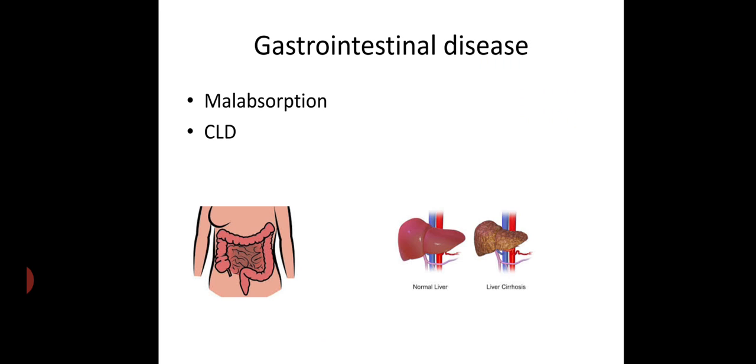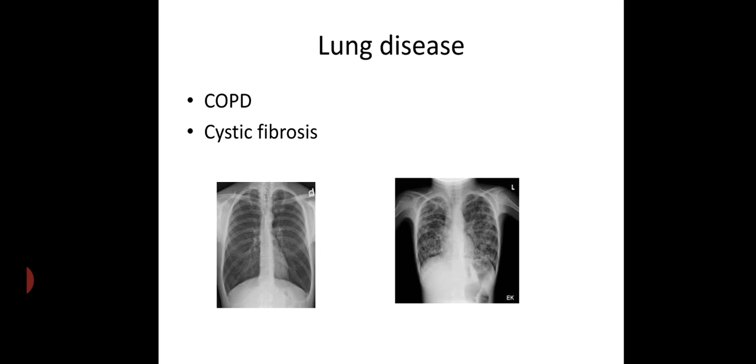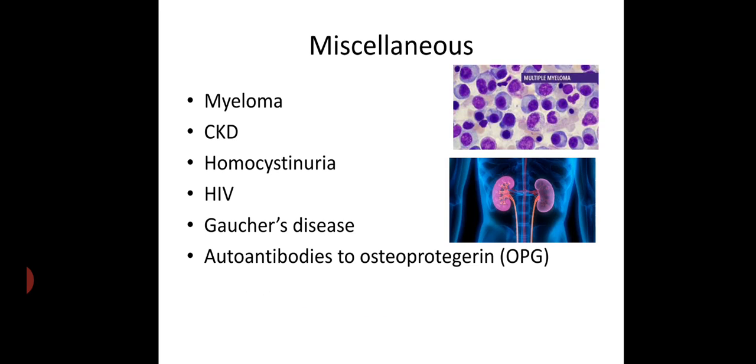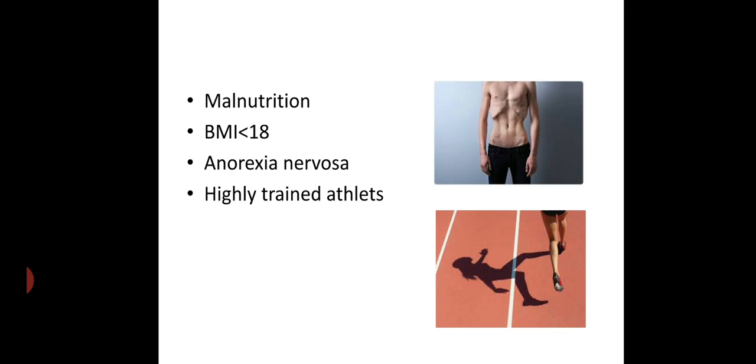Gastrointestinal disease like malabsorption and chronic liver disease can predispose to osteoporosis. Lung diseases like COPD and cystic fibrosis can predispose. Other causes like myeloma, chronic kidney disease, homocystinuria, HIV, Gaucher's disease, autoantibodies to osteoprotegerin. Then malnutrition, BMI less than 18, anorexia nervosa, and highly trained athletes are prone to osteoporosis. And immobilization is an important cause for osteoporosis.